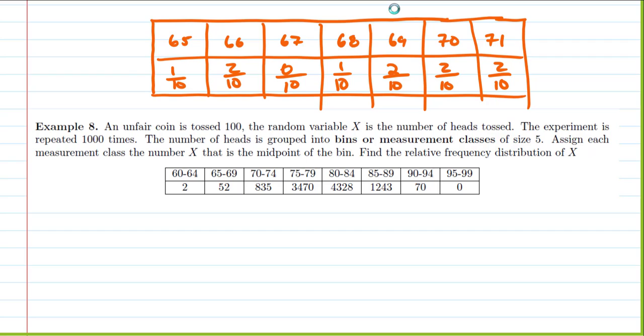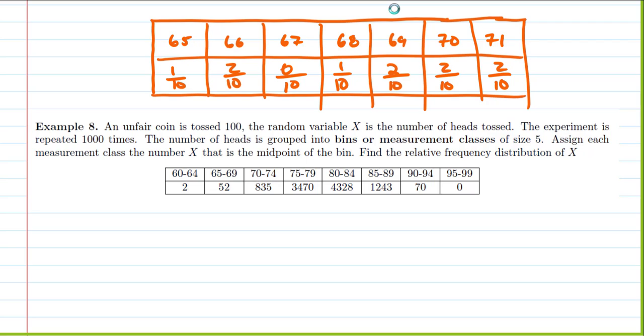So now looking at this experiment, it looks like when we repeated it 1,000 times, we only got 2 between 60 and 64. Between 65 and 69, we got 52. Between 70 and 74, we got 835. Between 75 and 79, we got this, and so forth. So, in terms of our probabilities and our frequencies, we need to keep reading.